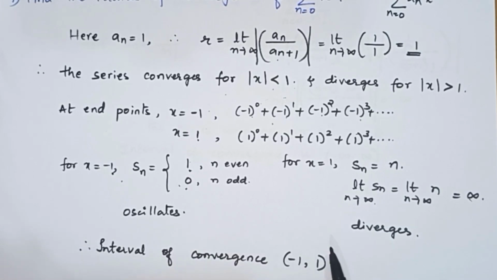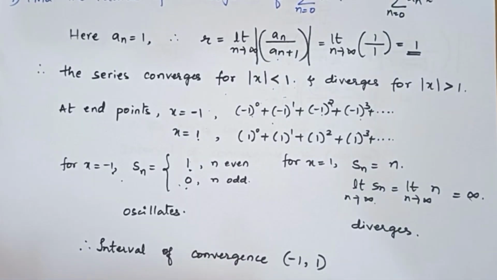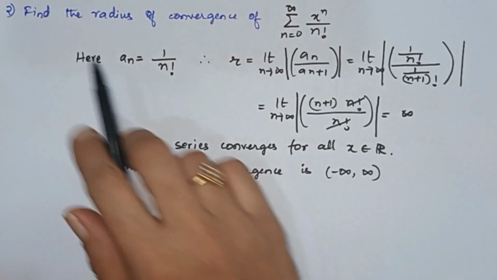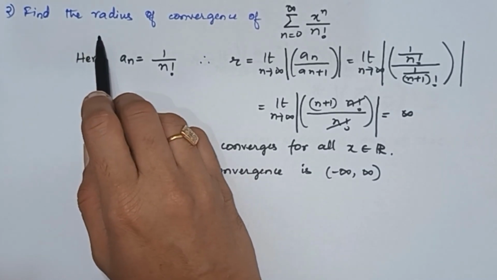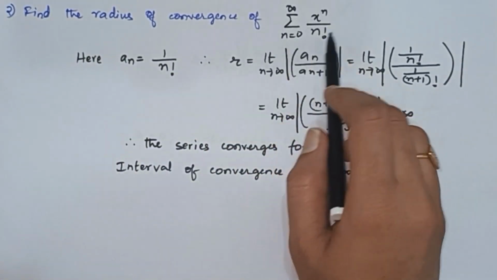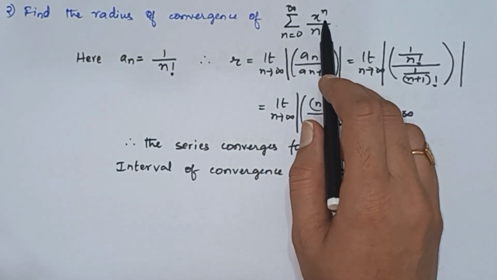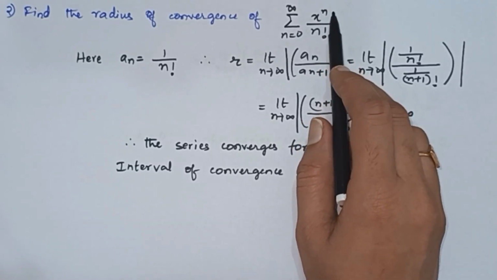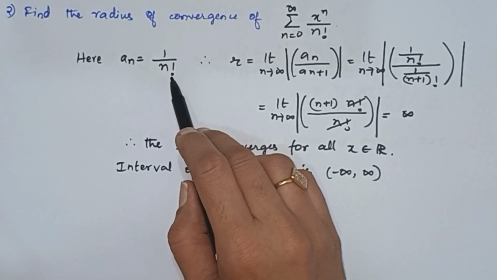This is how we find the interval of convergence. So to find the interval of convergence, we always need the radius of convergence. Now consider one more problem. Find the radius of convergence of this series. Compare this with the standard form of a power series. Here the center is again 0, and an is equal to 1 by n factorial.